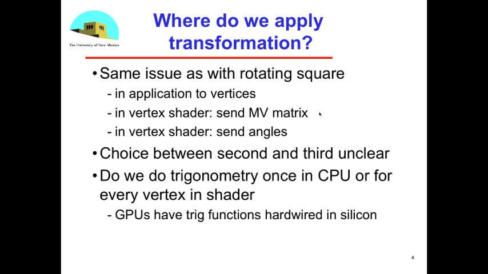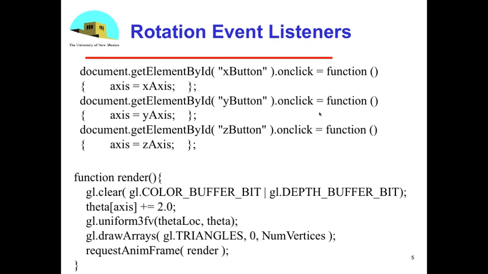So let's look at the third option here and say, okay, what do I need in my application, and then in my vertex shader? In the application, I need to put some event listeners in so I can decide which angle I want to rotate about, which one I want to change. So let's say there's just a variable axis that starts off set to the x-axis. And then I have three event listeners that listen to those three buttons that I just showed you, and just says, well, if you get a click event from one of those buttons, then that decides which axis you're going to rotate about from then on.